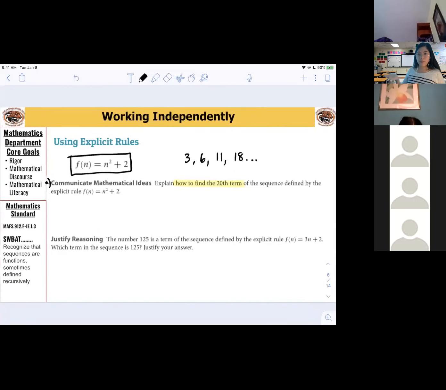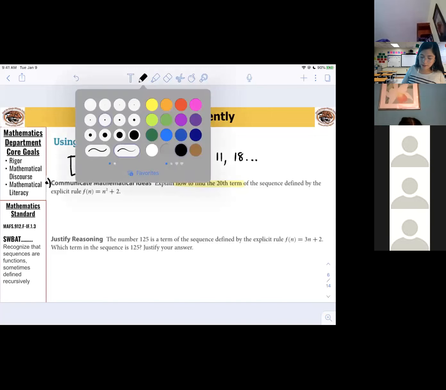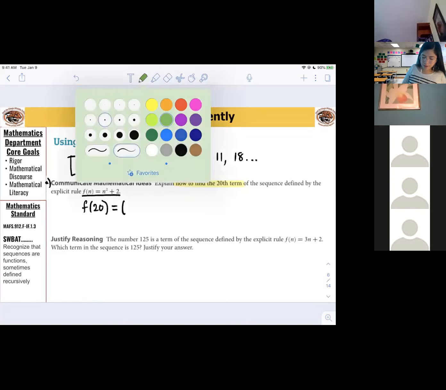So in order to find the 20th term, just like Elsie said, I can still use the same rule and I'm going to plug in a 20 and see what I get. So I'm going to find f of 20. Not 2, 20. So go ahead and you try it on your own. What is f of 20 going to be?